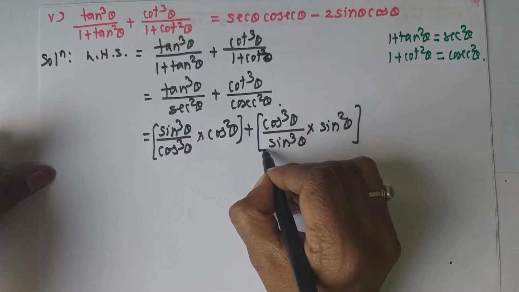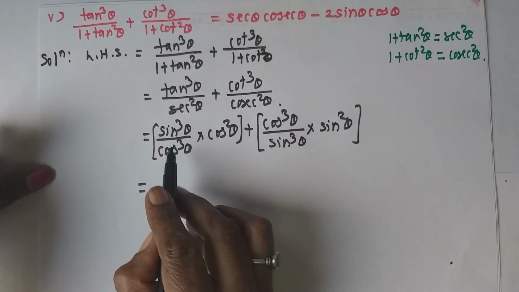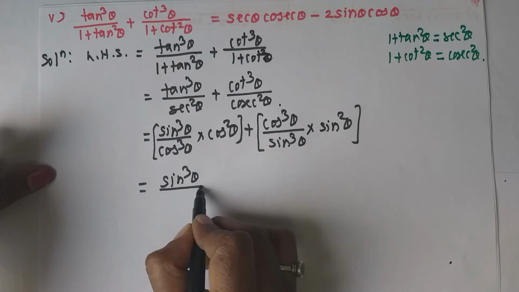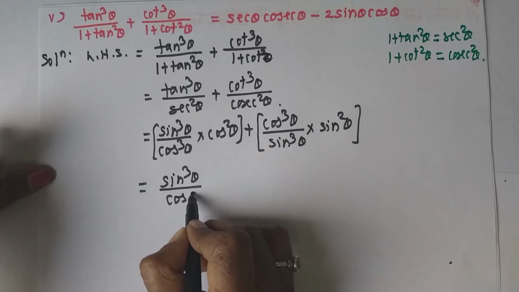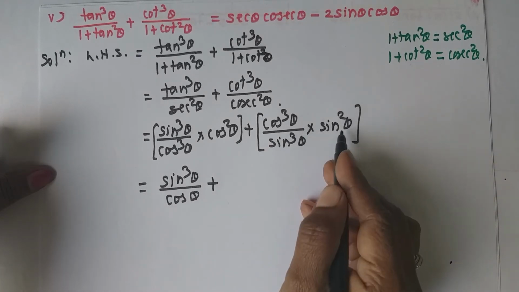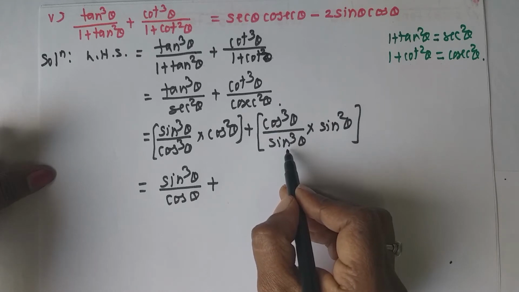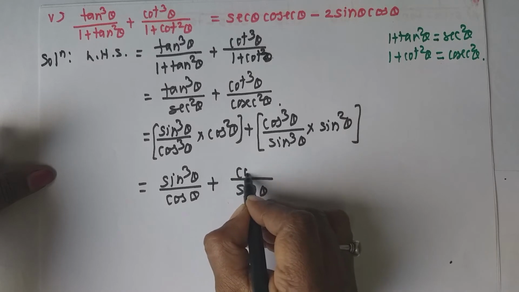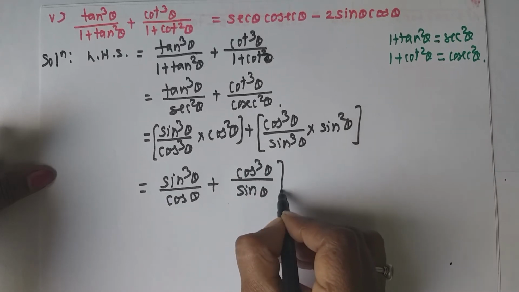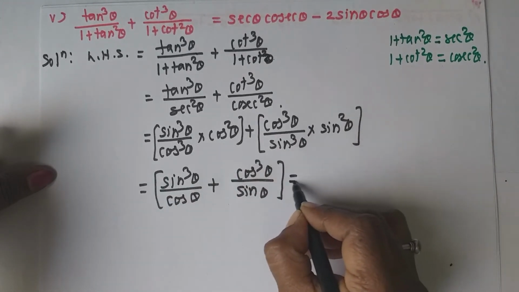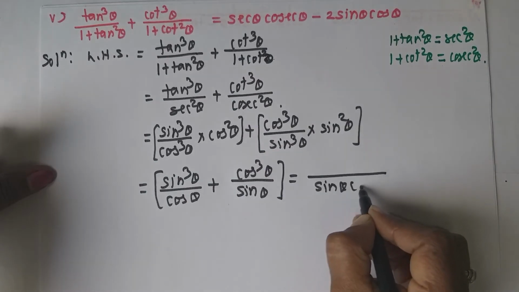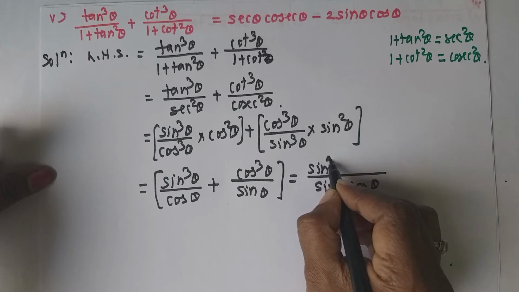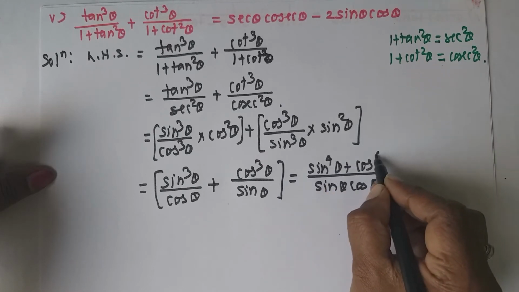Now we will simplify this. Here remains sine cube theta, and cos square theta will get cancelled with this cos square theta, and here only remains cos theta. Here sine square theta gets cancelled with this sine square theta, here only remains sine theta, and in the numerator cos cube theta. Now you take the LCM. This will be sine theta into cos theta. Take the cross multiplication. This will be sine 4 theta plus cos 4 theta.